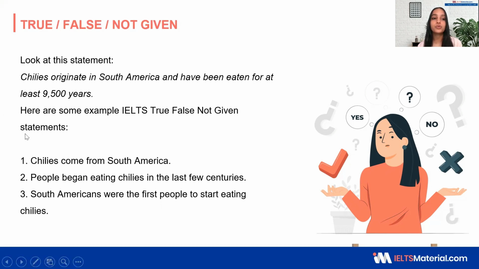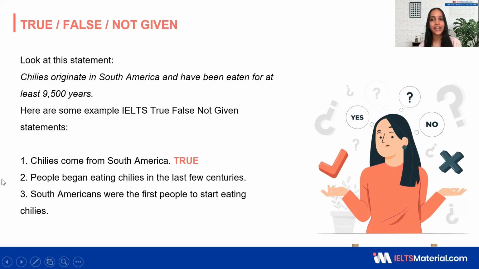Now, you have to read the passage statement. Chilies originate in South America. Now, here you have to notice that you might not find the exact words, but you might find synonyms. So what you need to look for is the similarity in the meaning of the statement. So do they clearly match? Yes, they do. So chilies come from South America and chilies originate in South America are clearly paraphrased version of the same thing. So here your answer is going to be true.